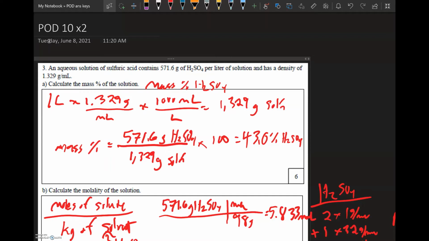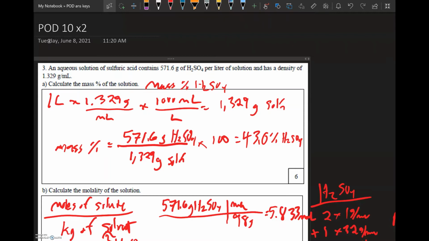So in this particular problem, we have a solution of sulfuric acid containing 571.6 grams per liter of solution and with a density of 1.329 grams per milliliter. So first of all, we know that in this particular case, the solute will be H2SO4. We're assuming that it's in water, but it's not important at this moment. So there's three pieces of information they give us. They give you the mass of sulfuric acid. They tell you that it's per liter of solution, and they also give you the density of the solution.